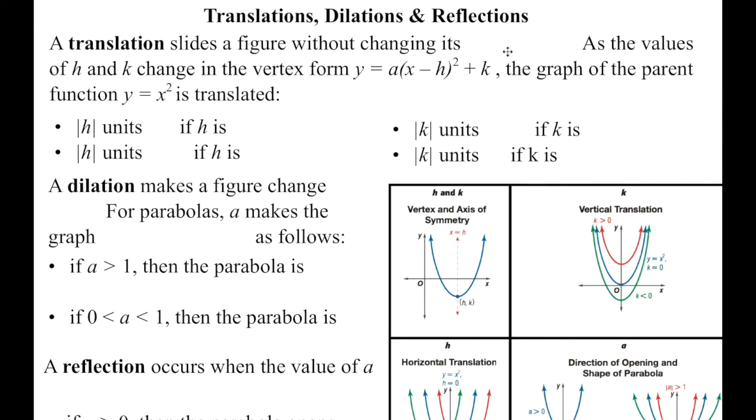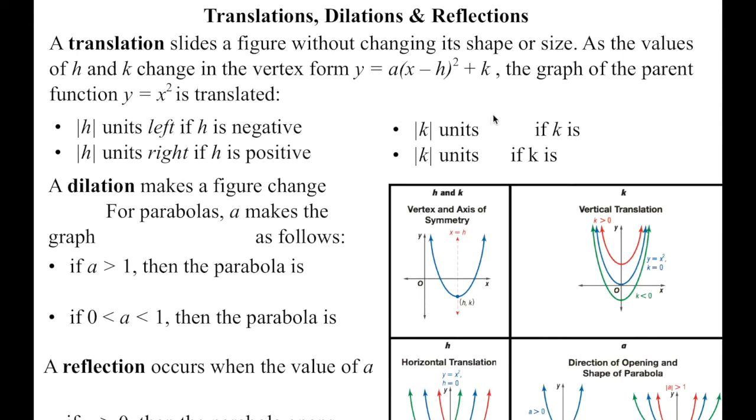A translation slides a figure without changing its size or shape. And the values of h and k are what change when we're doing translations. So the parent function starts out as y equals x squared. And if h is negative, so that it ends up being x plus a number in here, that means we're going to the left h units. And if h is positive, we go to the right h units.